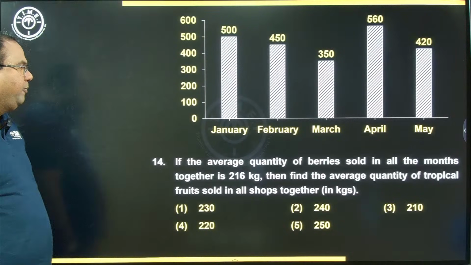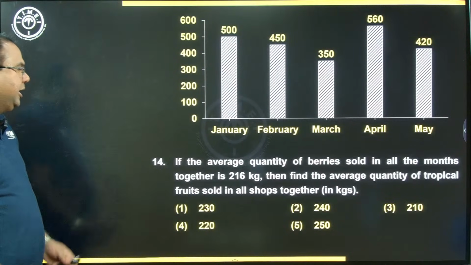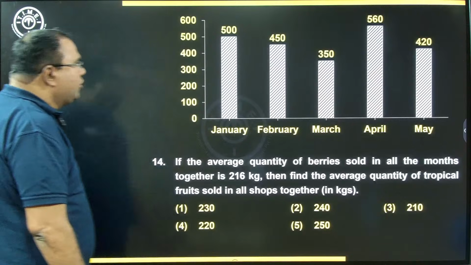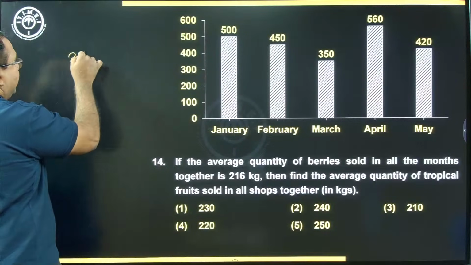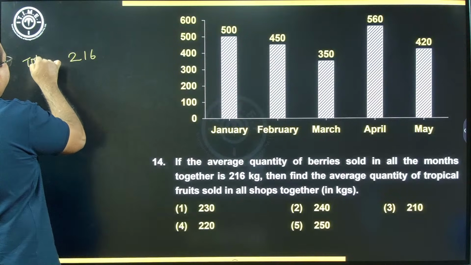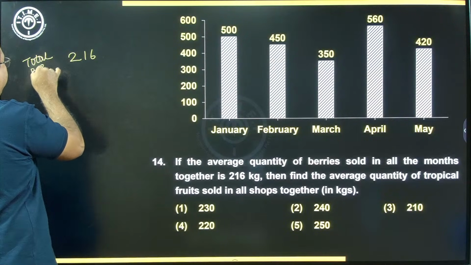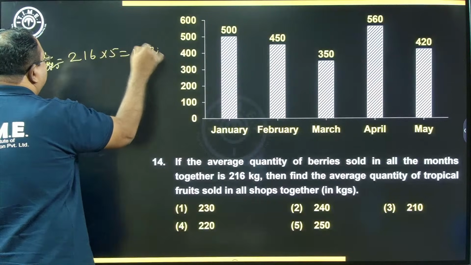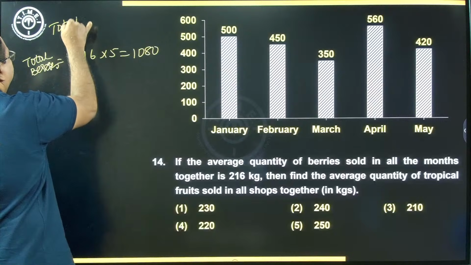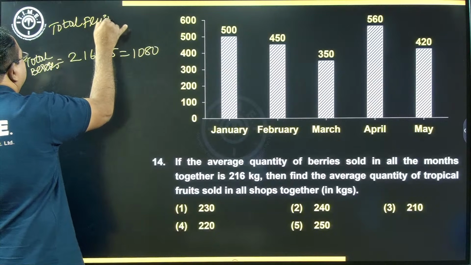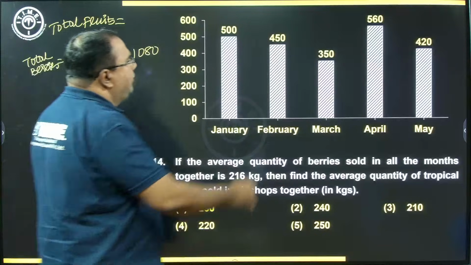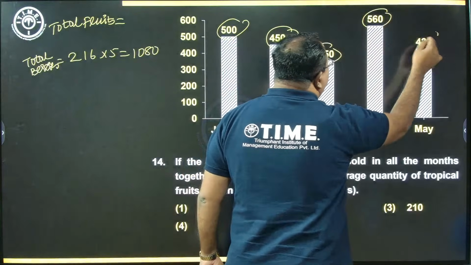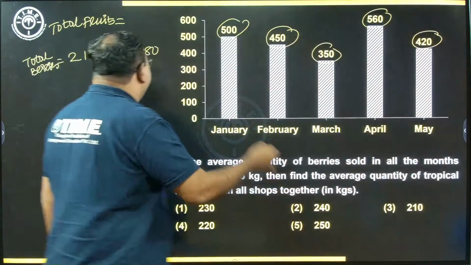Average quantity of berries sold in all the months together is 216 kg. So total berries sold should be 216 into 5 months, which is 1080. What are my total fruits? Simple, add all this: 450, 350, 800, 500, 1300, 1800, 2200, 2280.